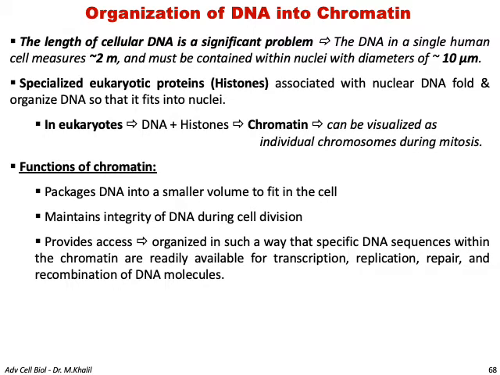The function of the chromatin is packaging DNA into a smaller volume to fit in the cell, and as well maintaining the integrity of DNA during cell division, and to provide access in an organized fashion in such a way that specific DNA sequences within the chromatin are readily available for transcription, replication, repair, and recombination of DNA. So actually the condensation and decondensation of chromatin will enable these processes, either transcription or replication, to occur. Once there is condensation, the processes are stopped.